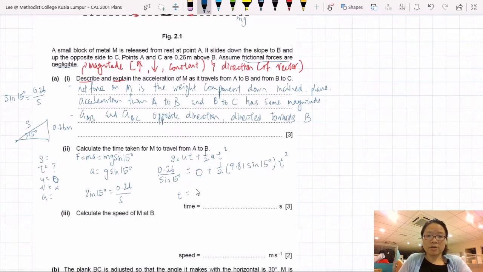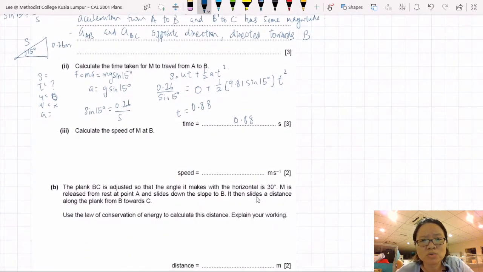So using Stuva, or listing down, will help you identify, oh, actually I need to find a, then you go and find a. Or actually I need to find s, then you go and find s. Because a lot of times students will ask me, how do I know I need to find these two? You Stuva lah, you see what you can get from the equation. Anyway, the time is a very nice number of 0.88, Chinese approved.